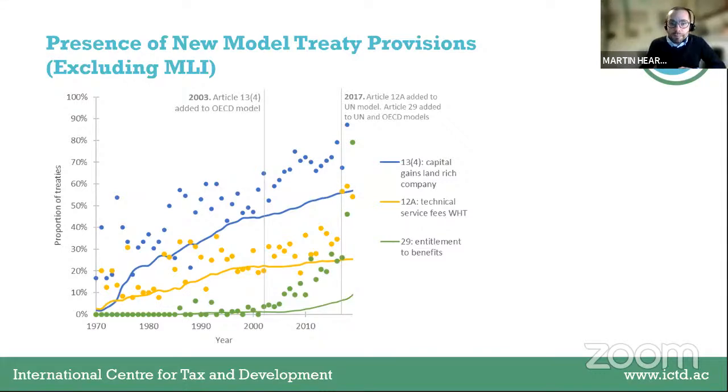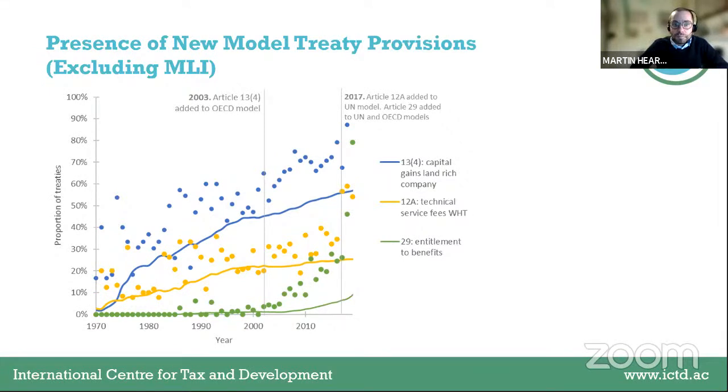If you look at the entitlement to benefits, that's the green, you can see a really massive increase in the proportion of treaties including it in the last couple of years. It's now in the majority of new treaties that are signed. And you can see that that was a generalized trend that happened before the 2017 updates to the UN and OECD models. So although those updates definitely significantly increased the proportion of new treaties that included it, they reflected a growing change in treaty practice anyway.